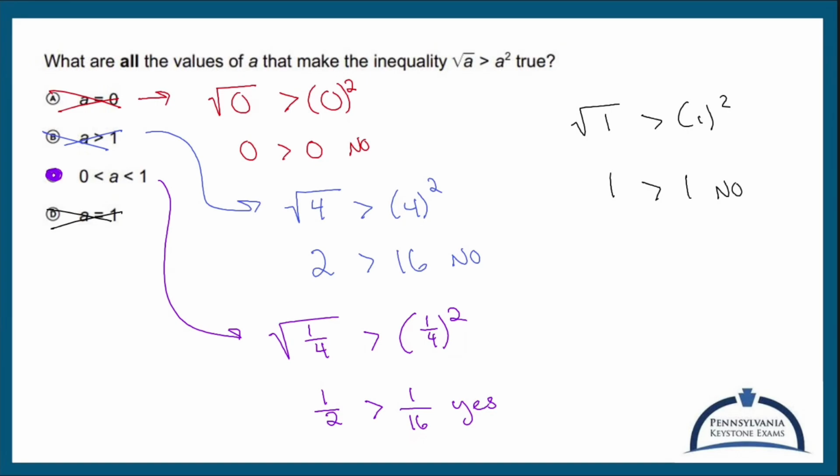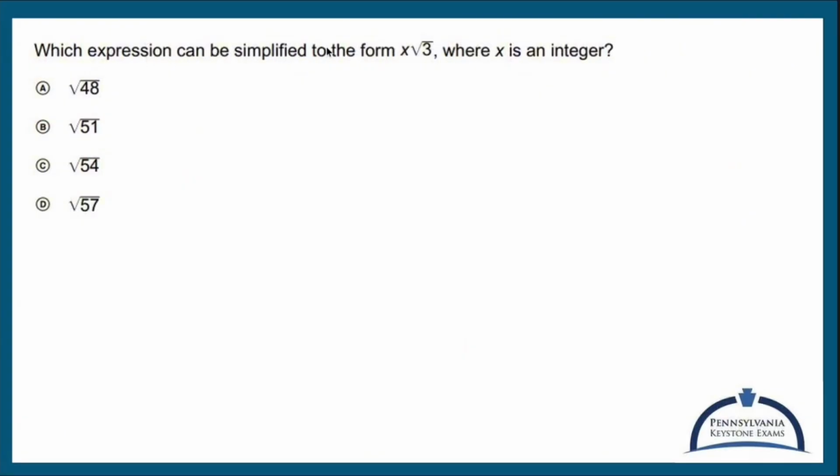Fun stuff. Which expression can be simplified to the form something times root 3 when x is an integer? So what we have to do is take turns simplifying all of these square roots and see which one gives us blah, blah, blah, square root of 3. So I like to make factor trees for these. We'll do one at a time. So we'll try 48. Let's make a factor tree out of 48.